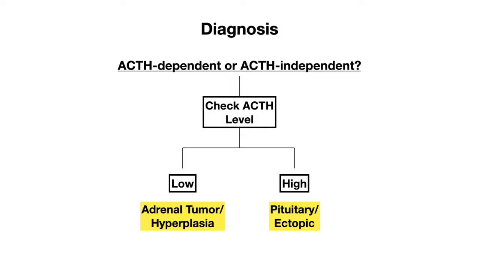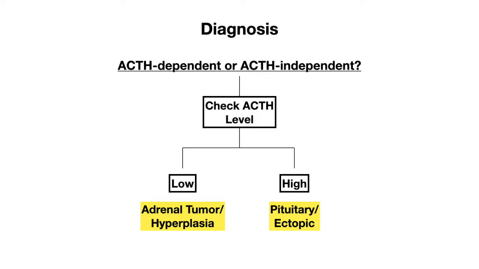So either an adrenal tumor or adrenal hyperplasia, and then you can follow up with a CT scan of the abdomen to further characterize what's going on. Now, if the ACTH level is high, this tells us that this is an ACTH-dependent form of Cushing syndrome. But as we've already discussed, that ACTH can be as a result of a pituitary tumor or it can be an ectopic tumor. So now we need to differentiate between these two causes.